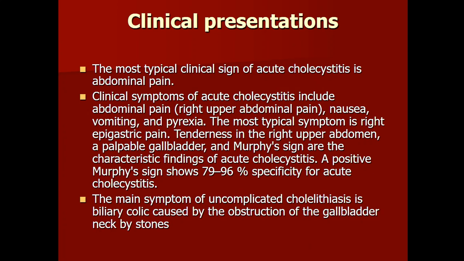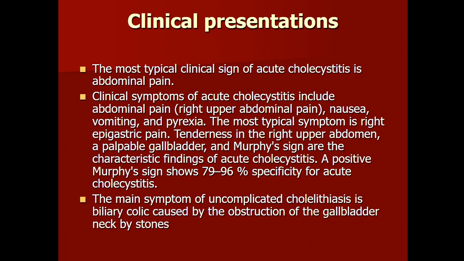The most typical clinical sign of acute cholecystitis is abdominal pain. Clinical symptoms of acute cholecystitis may include right upper abdominal pain, nausea, vomiting, and pyrexia. The most typical symptoms are right epigastric pain and tenderness in the right upper abdomen; a palpable gallbladder and Murphy's sign are characteristic findings of acute cholecystitis. A positive Murphy's sign shows about 80 to 90% specificity for acute cholecystitis.